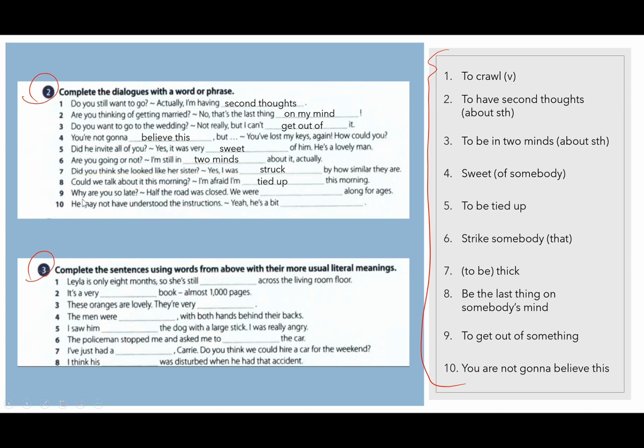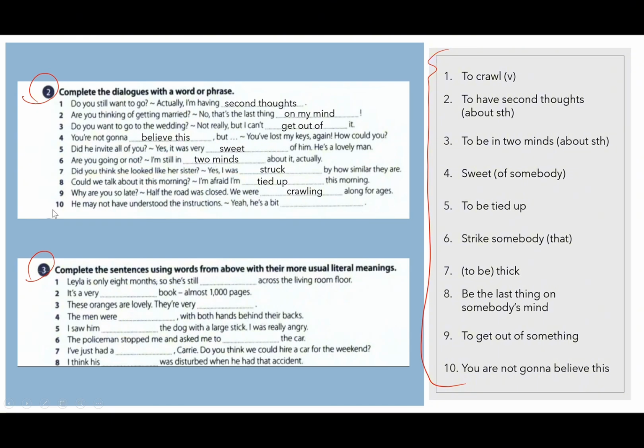All right, number 9. Why are you so late? Half the road was closed. We were blah, blah, blah along for ages. We were what? We were half the road. They were in traffic. They were using a vehicle. They were crawling along for ages.